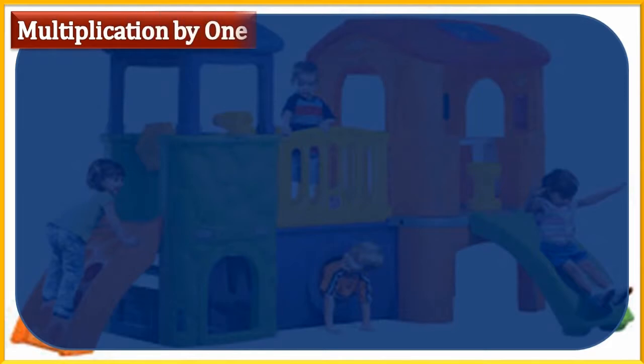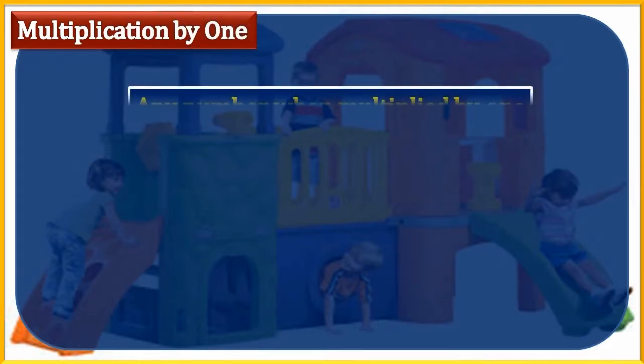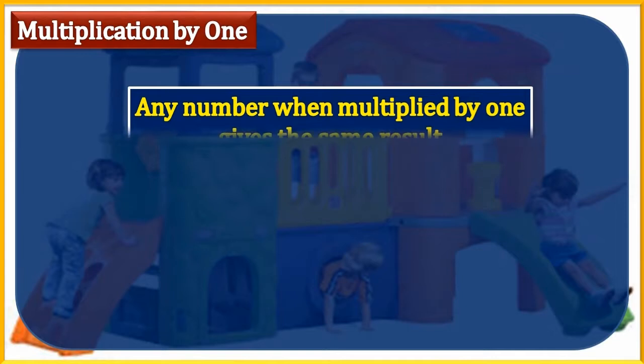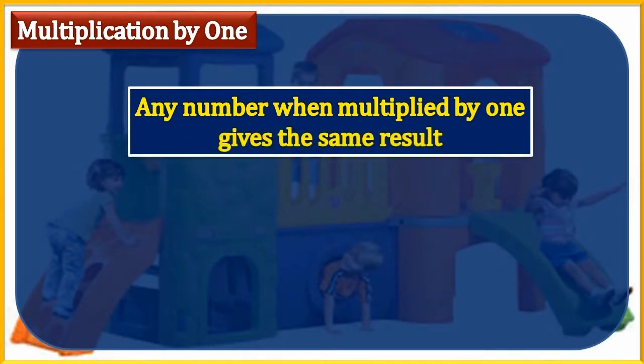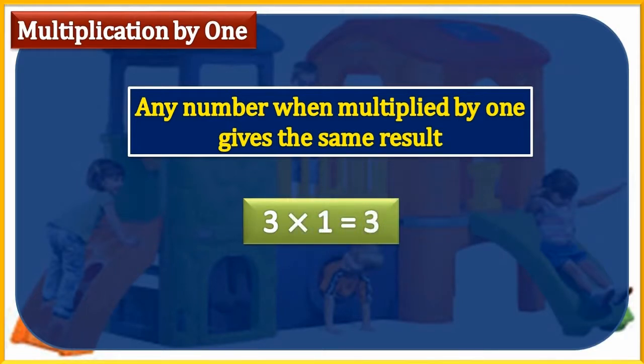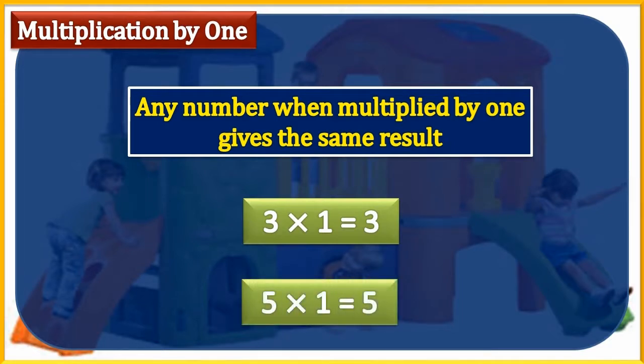Multiplication by 1. Any number, when multiplied by 1, gives the same result. For example, 3 multiplied by 1 equals 3, or 5 multiplied by 1 equals 5.